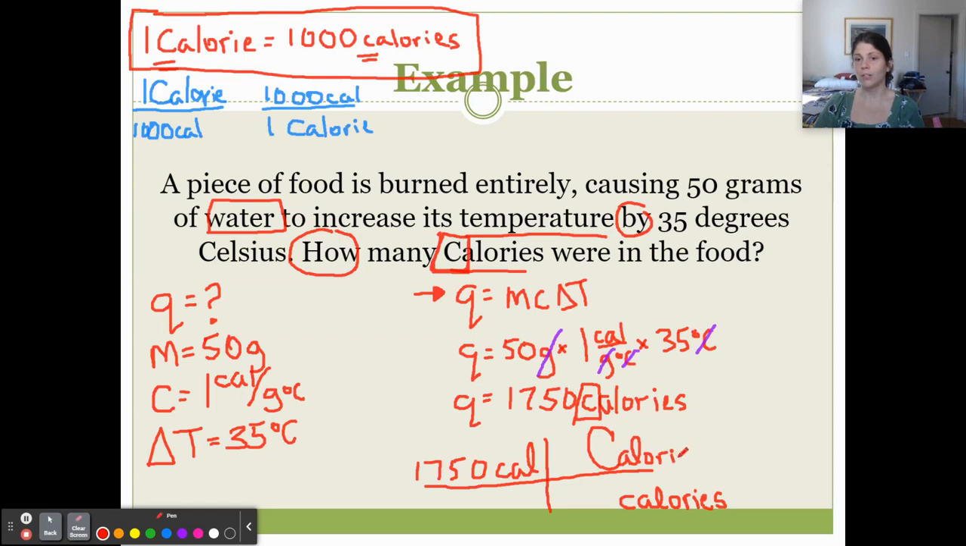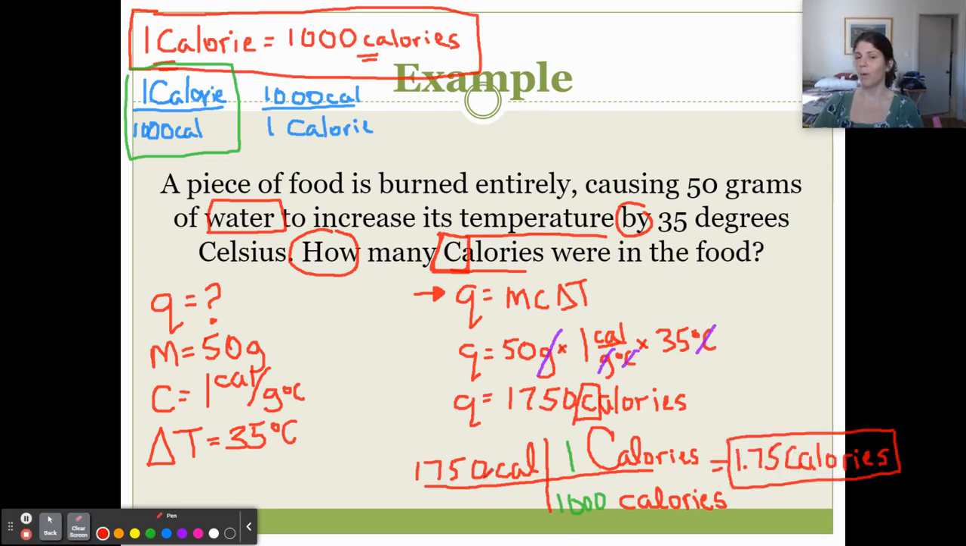So which conversion factor do we want to use? We need dietary calories on the top, so we want to use the one I outlined in green. For every 1 food calorie, for every 1 dietary calorie, there's 1,000 science calories. And so we'll take 1,750 and multiply it by 1 and divide it by 1,000. When you do that, you get 1.75 dietary calories because science calories cancels out.